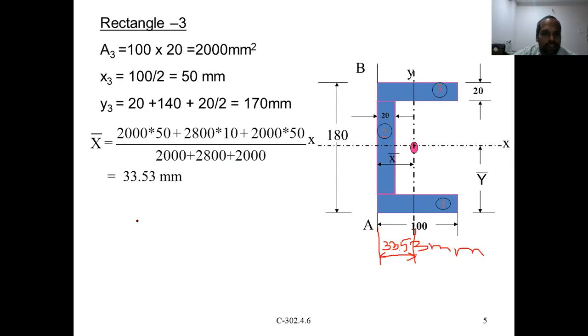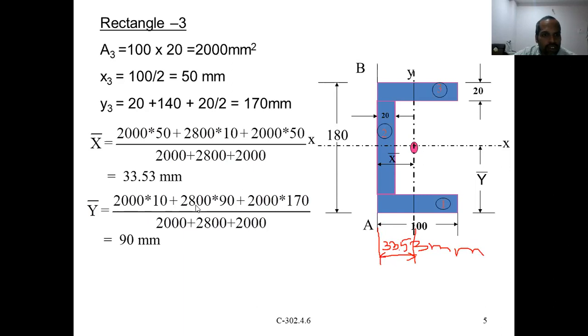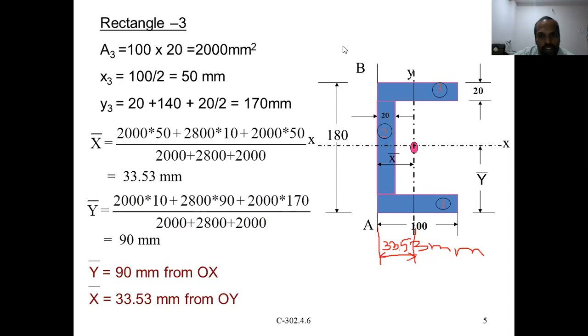Next, with this your centroid calculations are over, and this is for checking purposes. What about the y bar calculation? What I directly calculated was 180 by 2, 90 mm. Is it the same? You will get the same answer, otherwise you have made some mistake somewhere. Whatever you say, we can calculate from OX and OY. In this case we are taking the reference axis as AB. In one diagram it is taken as AB, and in another diagram it is OX and OY. So there are some small mistakes, so please be careful about this reference axis.